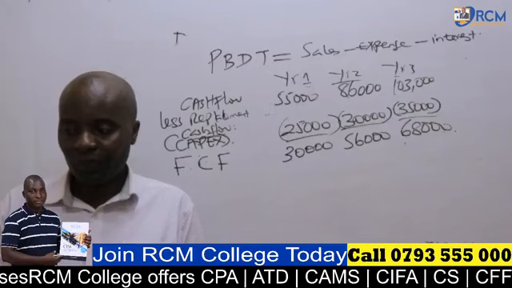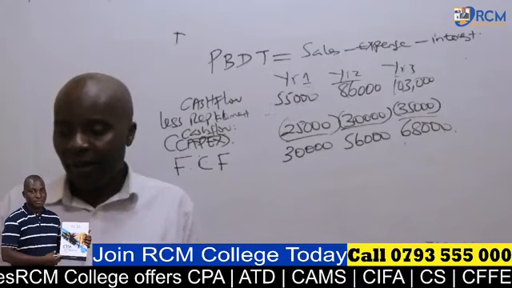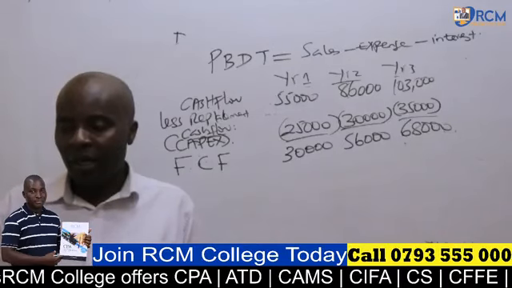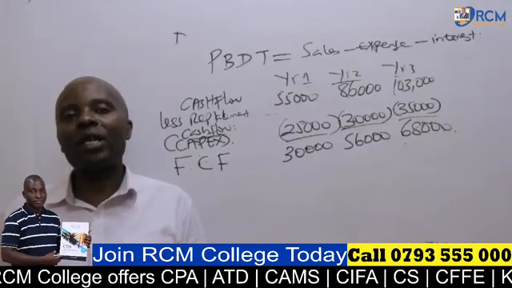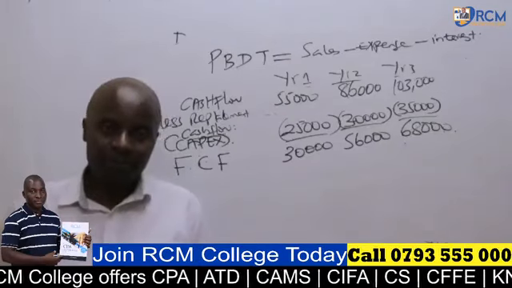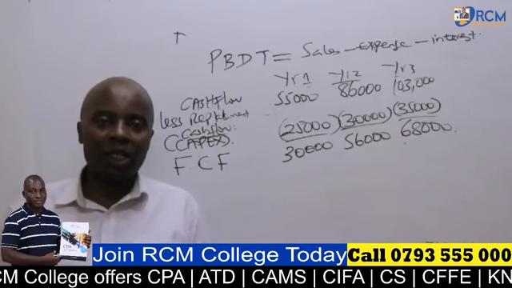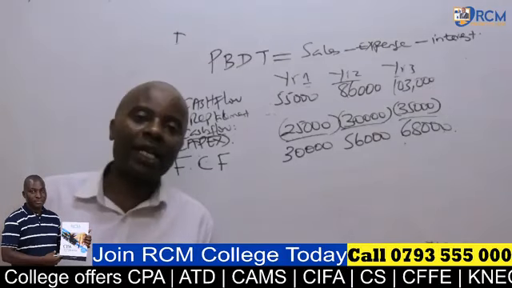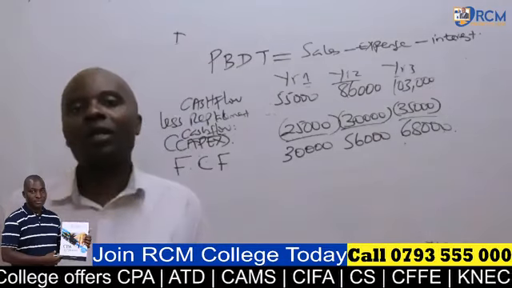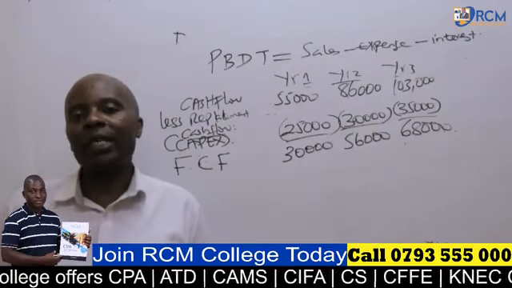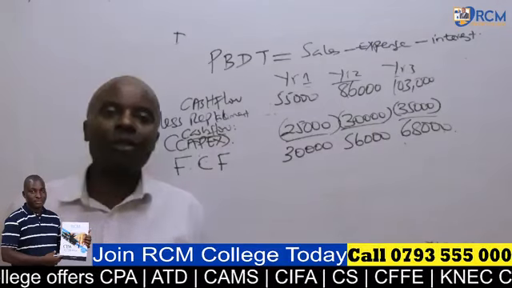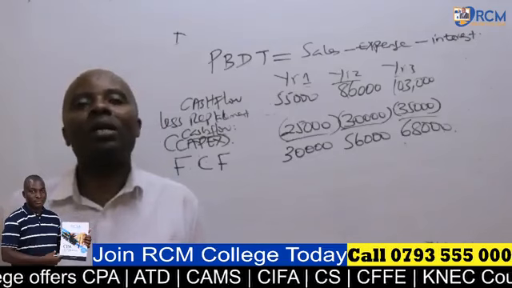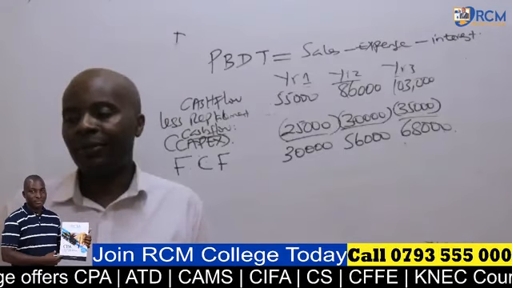Doreen asks, why did we add back depreciation? Remember the concept of depreciation. Depreciation is a non-cash item. Once you get your profit after tax, you must add all the non-cash items for you to get cash flow. So you add back all the non-cash items, which are depreciation, amortization, etc.